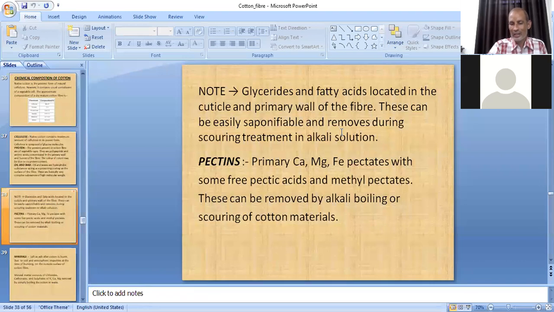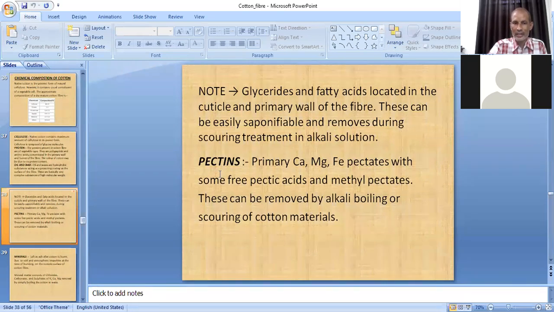In the beginning the moisture absorption is not that much, and that's why cotton fabrics are not that comfortable when we wear them at first, but become more comfortable as we use them again and again. It is because after washing and treatment with alkali solutions, saponification takes place and removes the cuticle, the waxes and fats part.